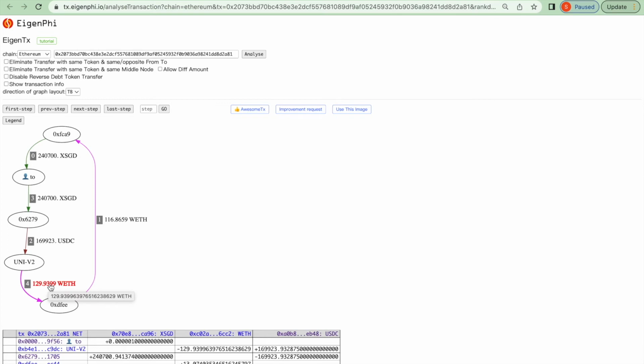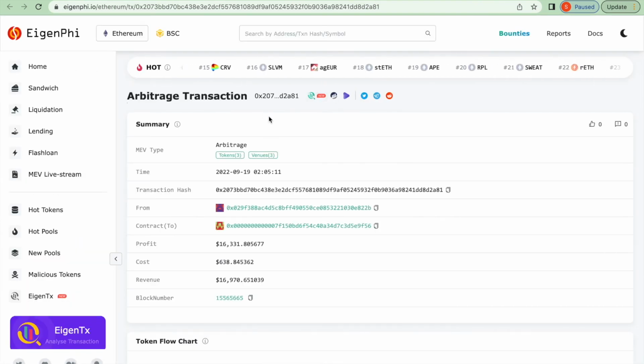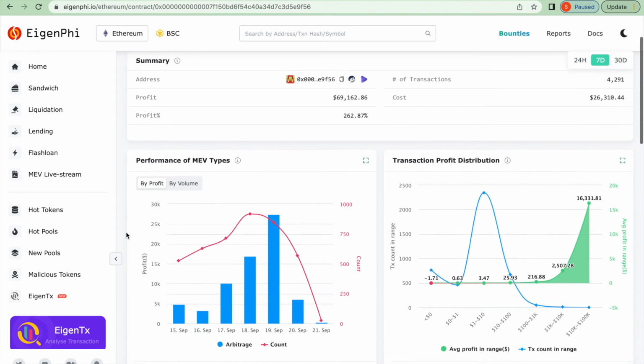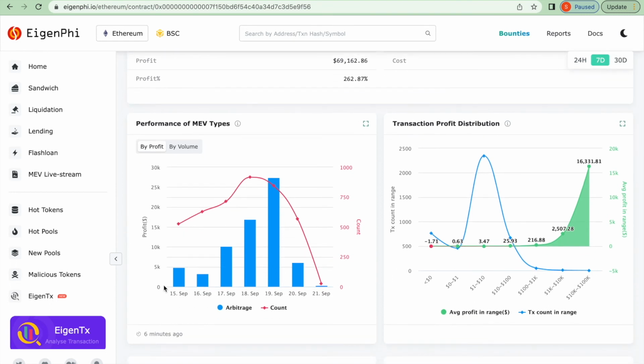So with the input of 116 WETH, the transaction has a net gain of 13 WETH, worth $16,000 of profits. You can also go back to the summary page and click on the contract address of this transaction. You can see the performance of this contract after the merge. Here is the profit data for the past 7 days. This contract shows excellent performance with a step up in profit each day since the merge, and it is definitely worth keeping an eye on.